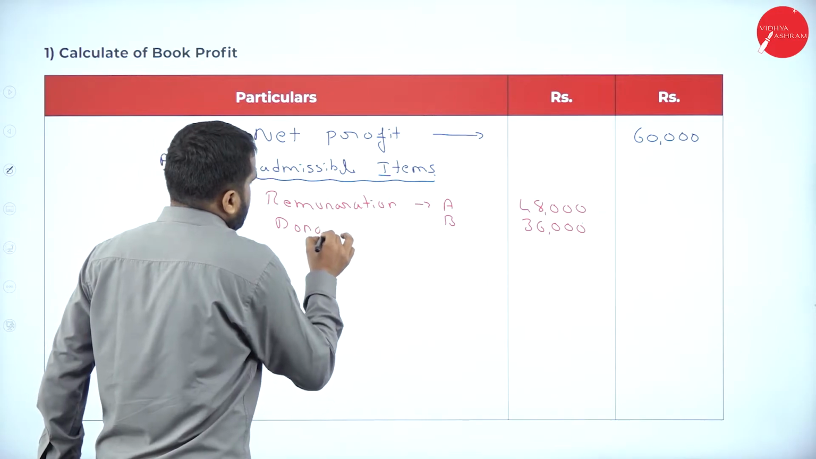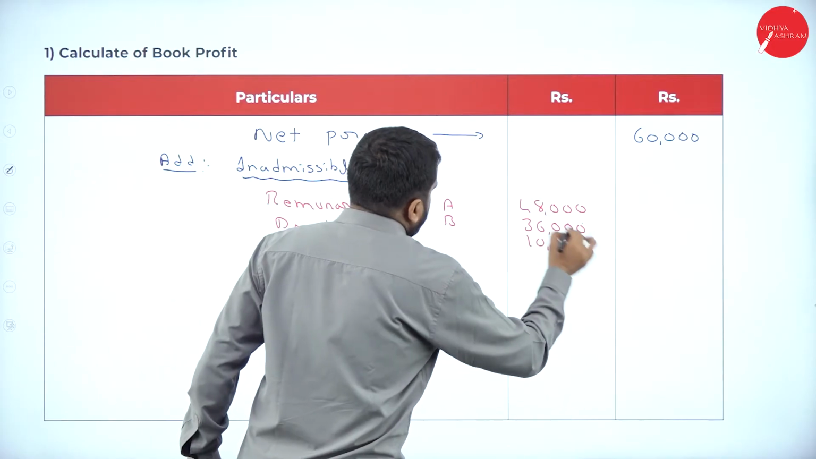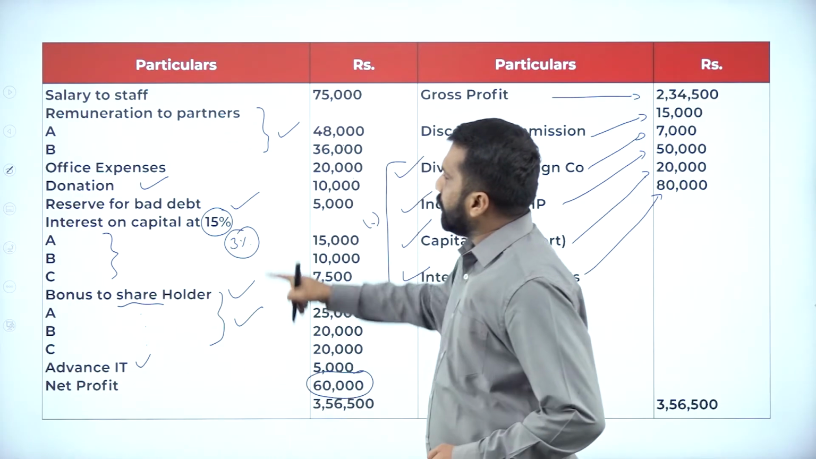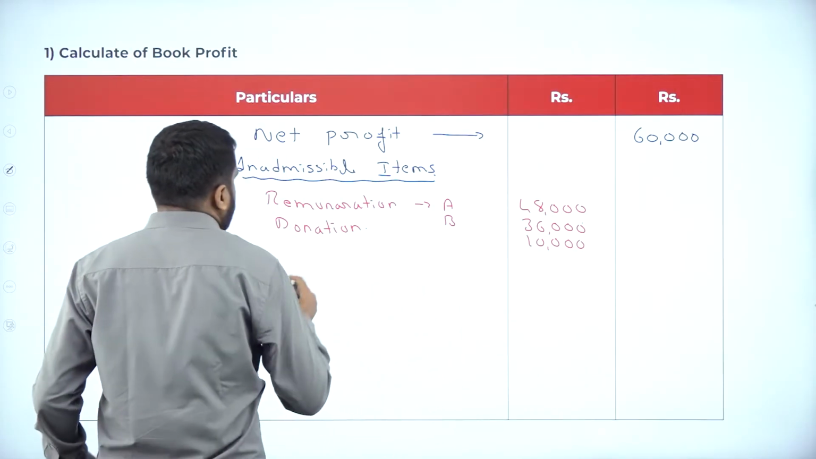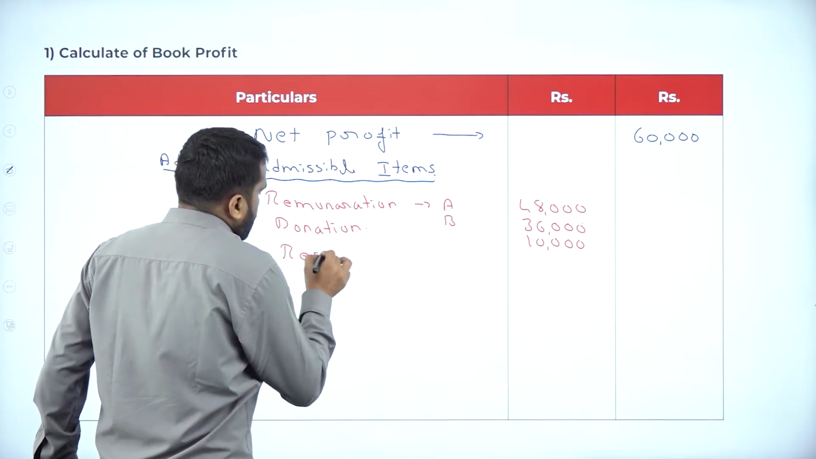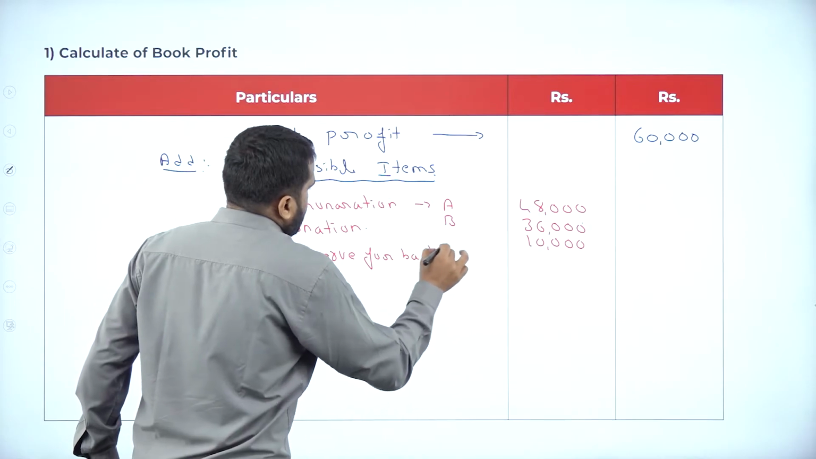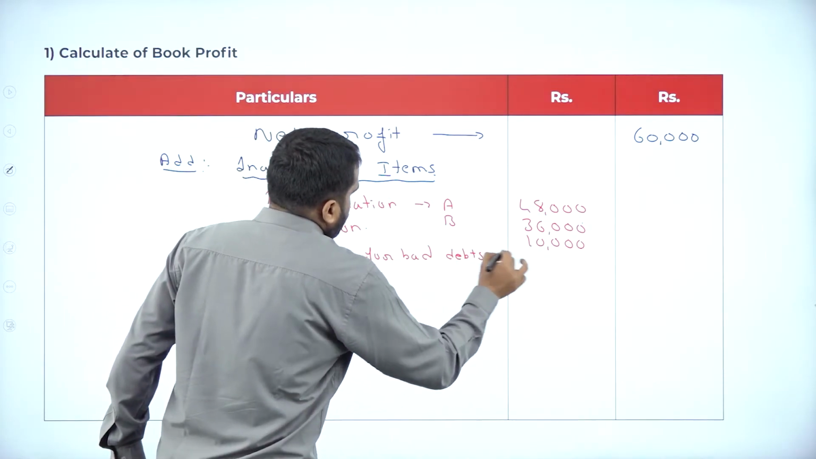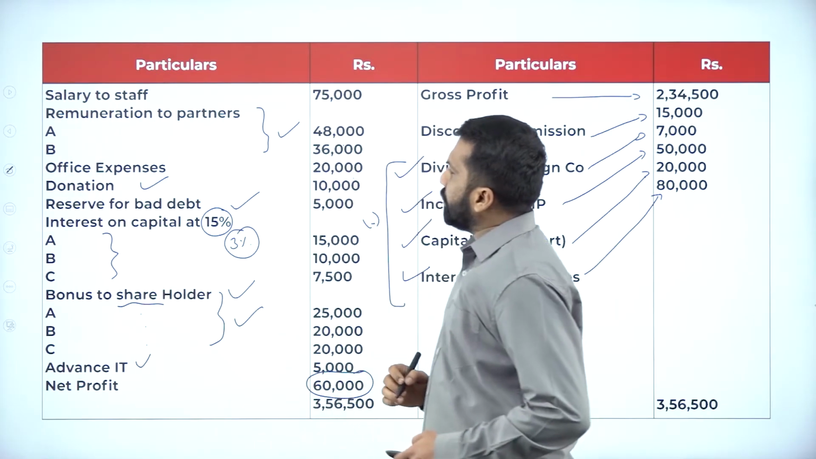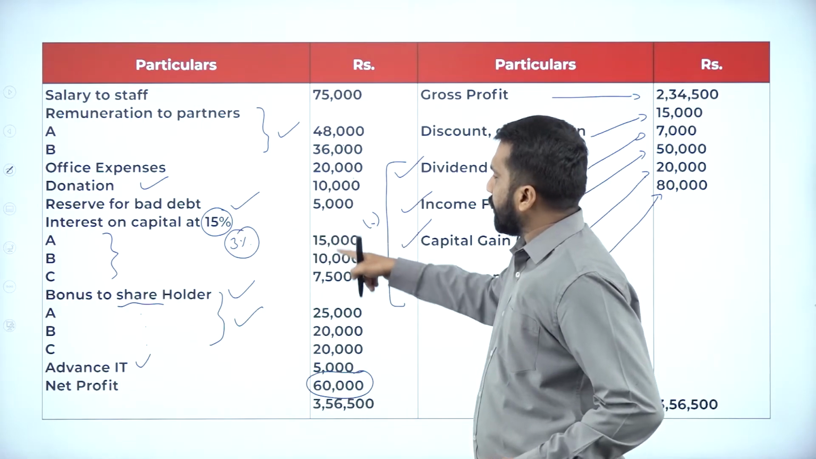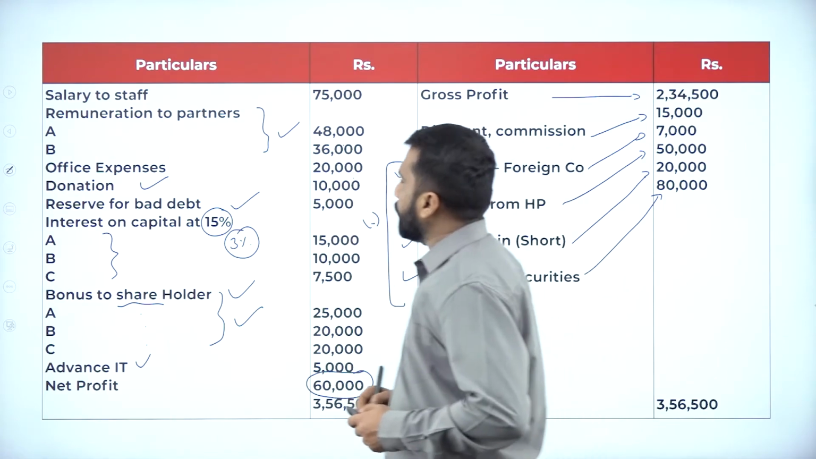Donation, 10,000. Then after the donation, reserve for bad debts, we have 5,000. Take that. Reserve for bad debts, 5,000. This is done. Next. After reserve for bad debts, interest on capital, only excess amount we take, excess of 12%. Remember, interest on capital.